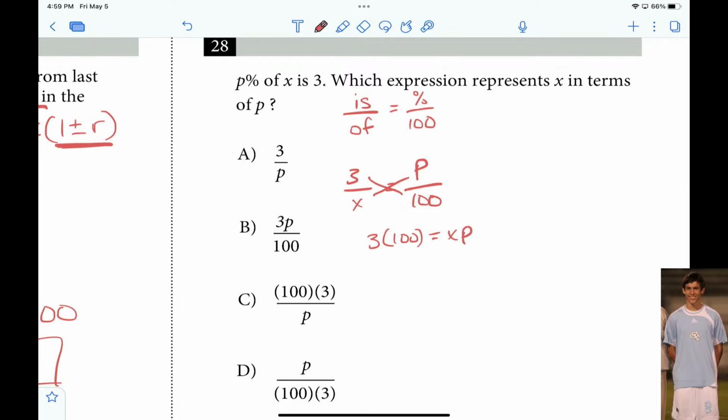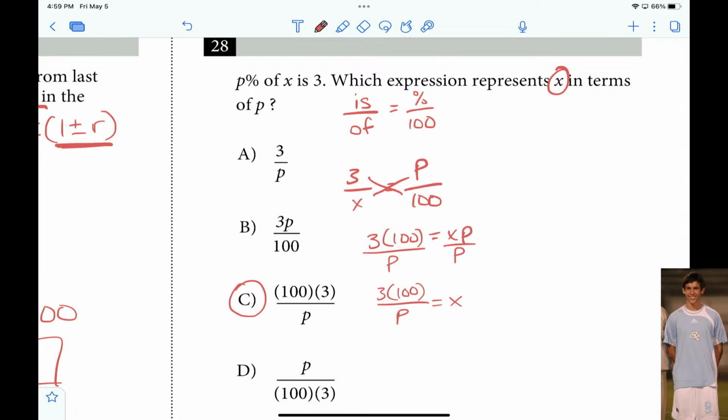So what I always say is whatever they say before the "in terms of." So here the x. That's what you're getting by itself. Whatever they say before "in terms of" is what you're getting by itself. So we're going to get x by itself. So we're going to divide both sides by p. So now we just have 3 times 100 over p equals x. So the answer is C.